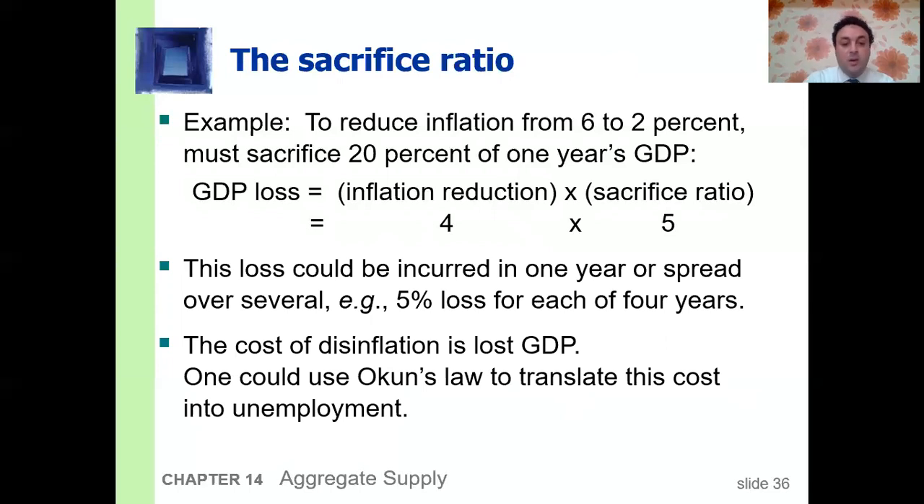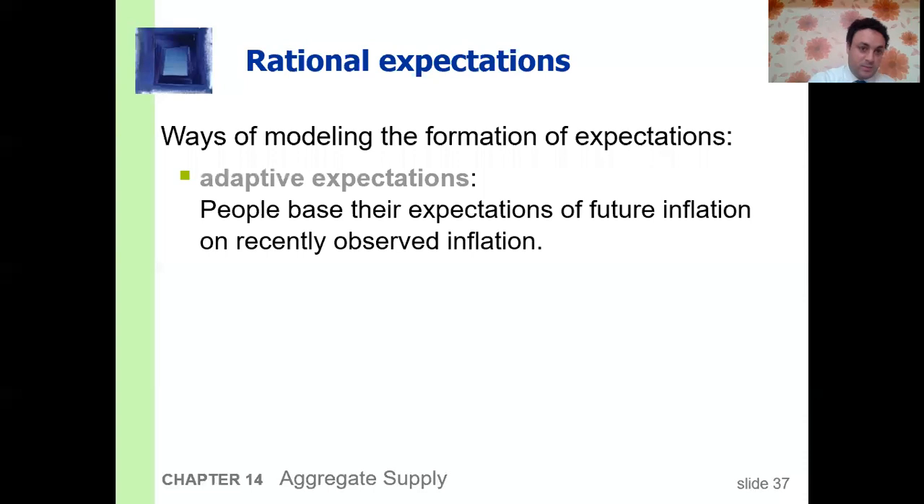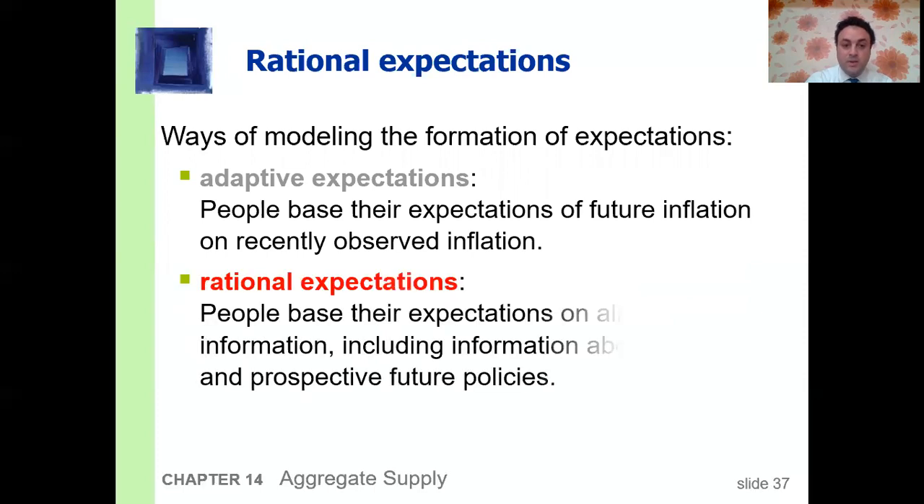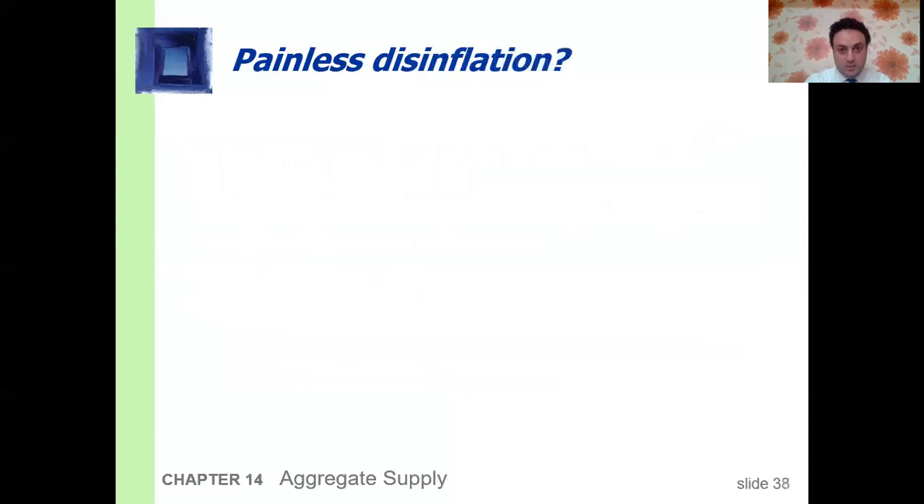Disinflation, reducing inflation. One could use Okun's law to translate this cost into unemployment. Ways of modeling the formation of expectations. You have the adaptive expectations, as we said before. People base their expectations of future inflation on recently observed inflation, right? Also have the rational expectations. People base their expectations on all available information, including information about current and prospective future policies. This is the difference between the adaptive expectations and rational expectations.